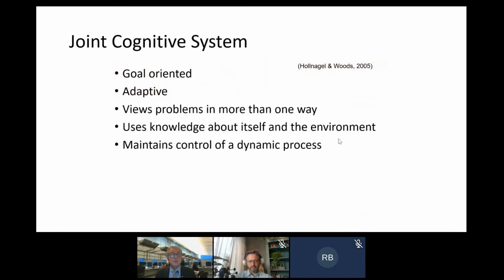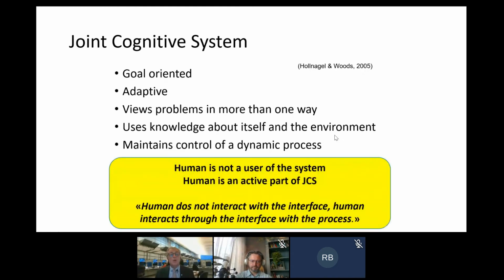And joint cognitive systems can be described as goal-oriented, adaptive, views problems in more than one way, uses the knowledge about itself and the environment, and maintains control of a dynamic process. So these bullet points set up by Hollnagel and Woods, what do they mean in other words? The human as such is not a user of the system. The human is an active part of the joint cognitive system. So very important, human does not interact with the interface. The human interacts through the interface with the process.